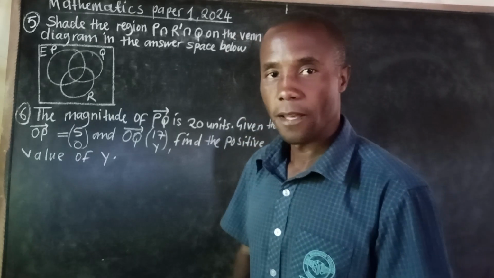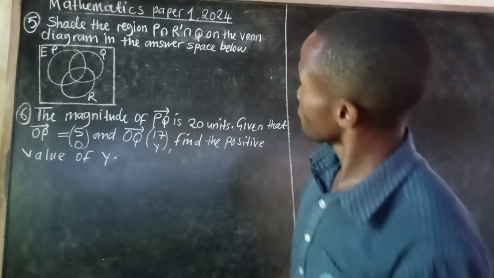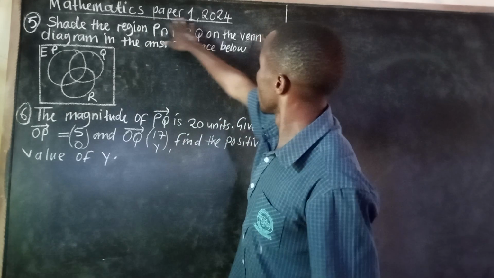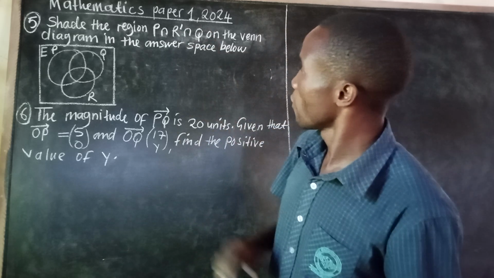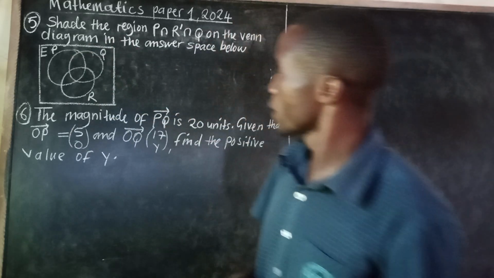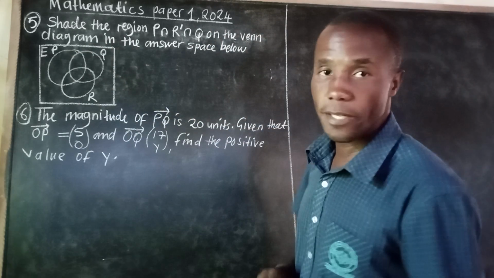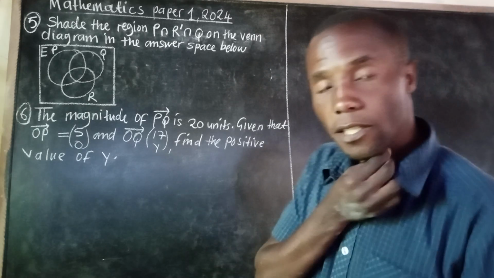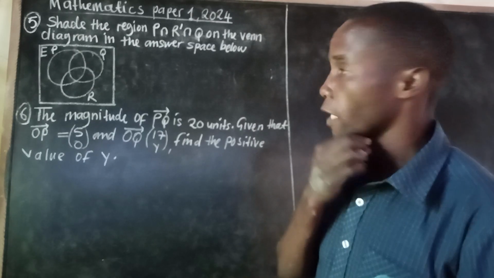Mr. A+. Okay, so today I've come with these two questions that are coming from paper 1, 2024. That is question number 5 and question number 6. So quickly let us go through the questions and see how we are going to handle them. Each question carries 2 marks.